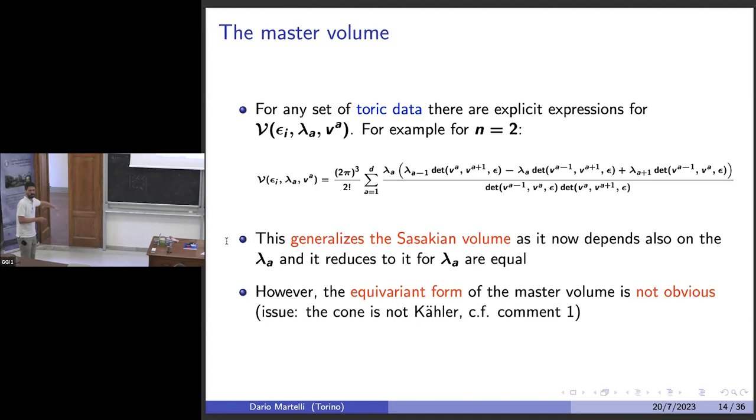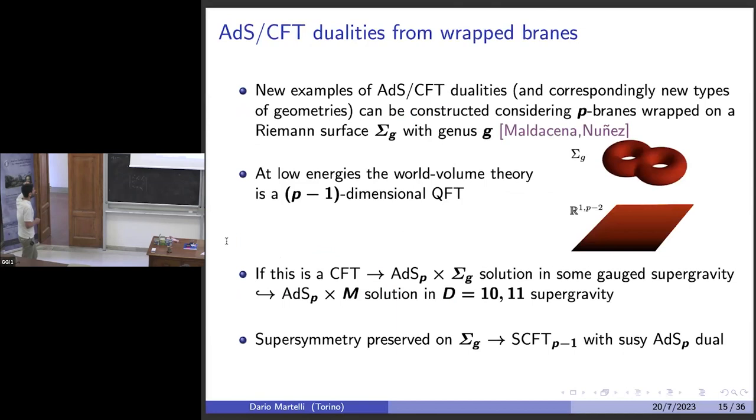Kind of give an equivariant form of the Sasakian volume, which is not manifest from the fact that the cone here, as in comment one, I said is not Kähler. Okay, now this central part is a little bit disconnected from the initial part, so maybe I'll skim lightly through these transparencies.